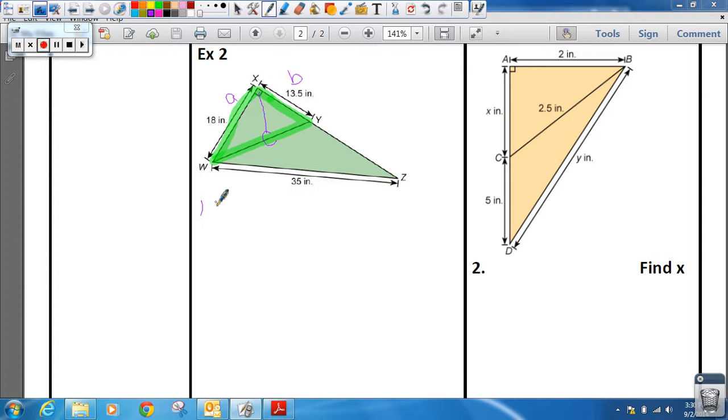So I would do 18 squared plus 13.5 squared, is equal to C squared. When I calculate that out, that gives me 506.25 is equal to C squared.